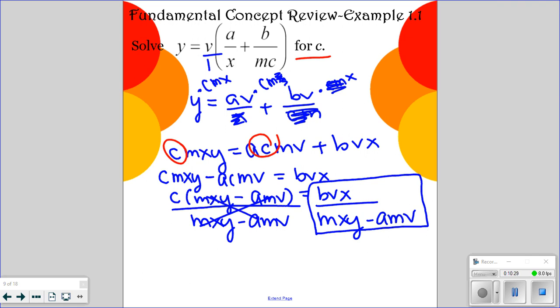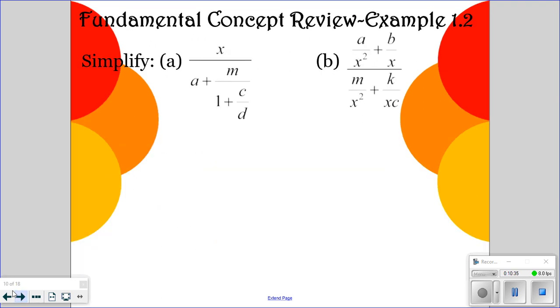So that's how you would solve that for c. Looking at the next example, we want to simplify these. So the part A one is not a simple fraction because there are actually 3 fraction bars. 1, 2, 3. It's only going to be a simple fraction whenever we don't have 3. We only need 1 fraction bar.